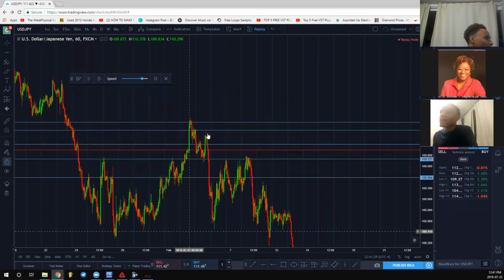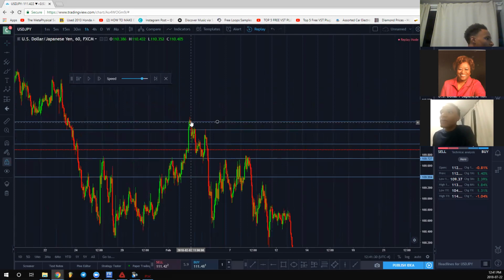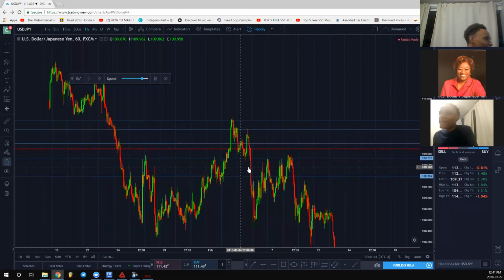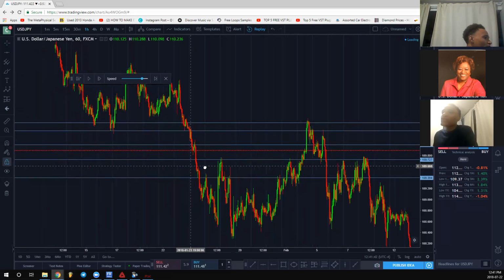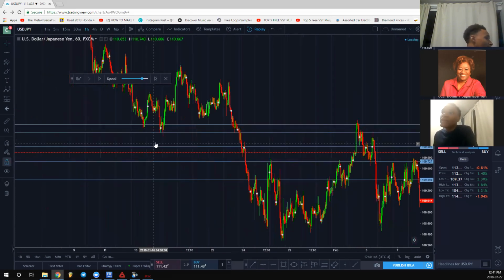Even here, resistance, support, resistance, support, resistance, support. That's why you want to draw those horizontal lines, because they can tell you from the past if price is going to just fight through or if it's just going to come back down on you.